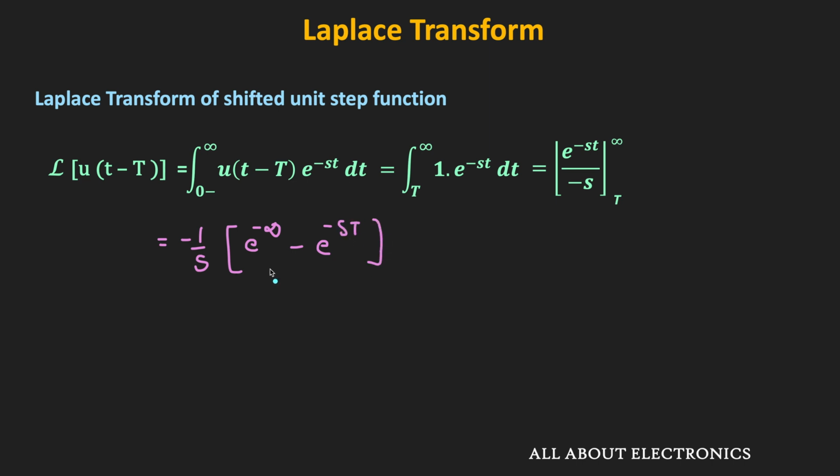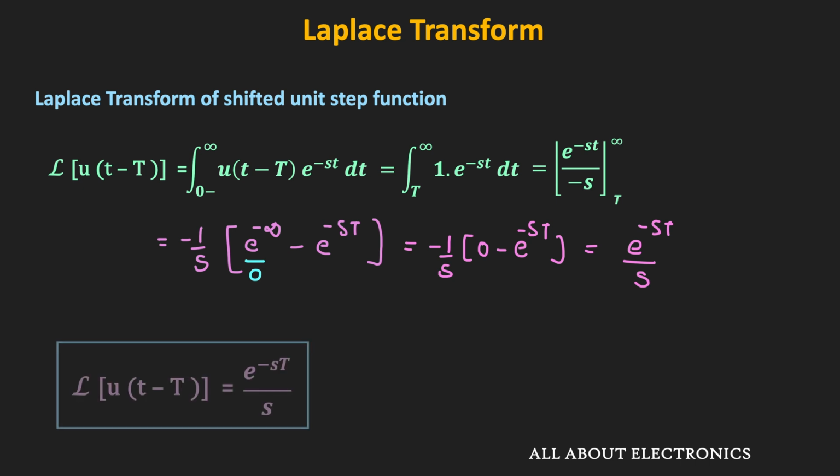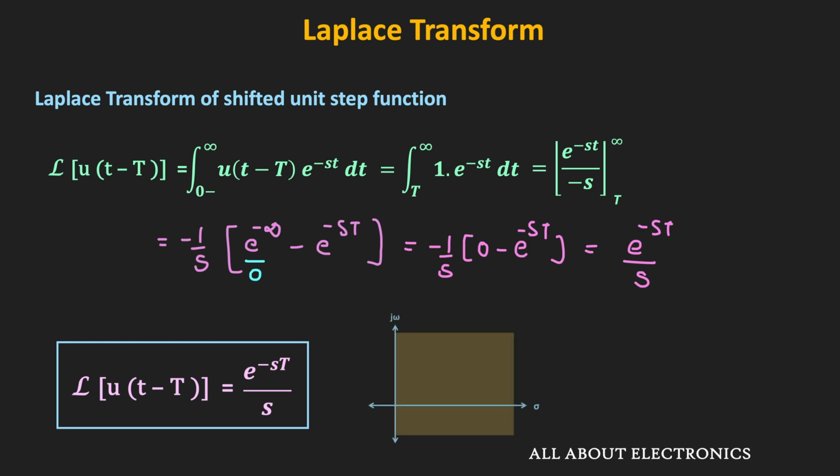Now, as you know, e to the power minus infinity is equal to 0. So further we can write this expression as minus 1 divided by s times 0 minus e to the power minus sT, which is equal to e to the power minus sT divided by s. So the Laplace transform of this time shifted unit step function is equal to e to the power minus sT divided by s. And once again, the region of convergence is sigma greater than 0. That means for this Laplace transform to exist, the real part of s, or the value of sigma, should be greater than 0.